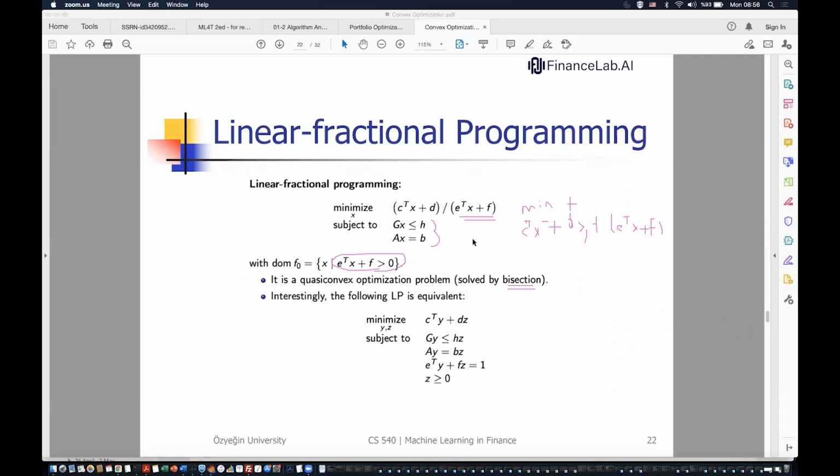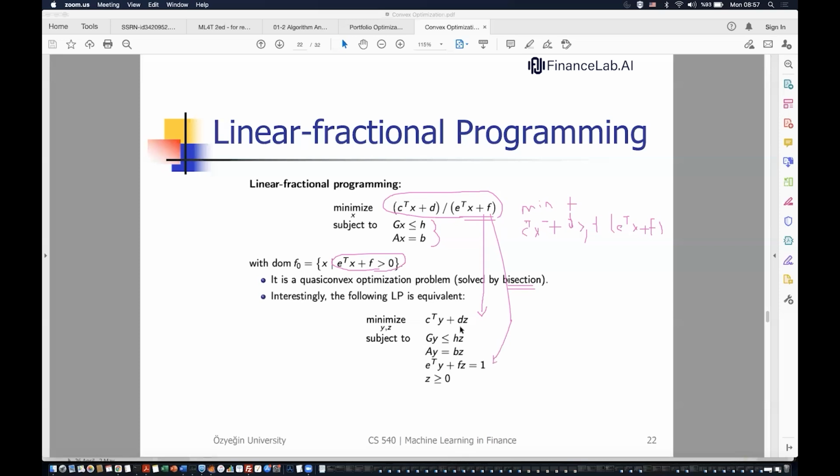The problem is also, interestingly, equivalent to a linear programming problem, as you see here. So instead of minimizing c transpose x plus d divided by e transpose x plus f, we turn this into a linear objective. Again, this requires a bit of proof, but for now I'm just giving you the result. We define new variables called y and z, where e transpose y plus fz is equal to 1. So this becomes turned into this constraint by using these y and z.